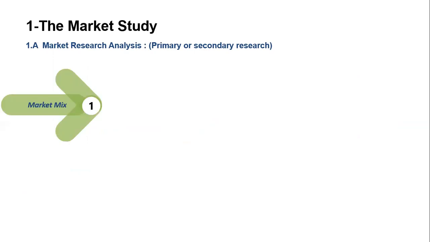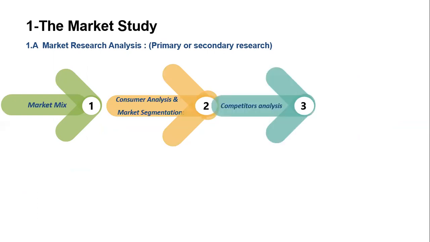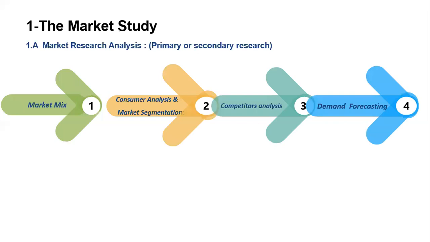So starting with the marketing mix, followed by the consumer analysis and segmentation, competitor analysis, and finally the demand forecast. So the marketing mix, I have to answer myself the four P's, or write the descriptions and the details of the four P's. What four P's?